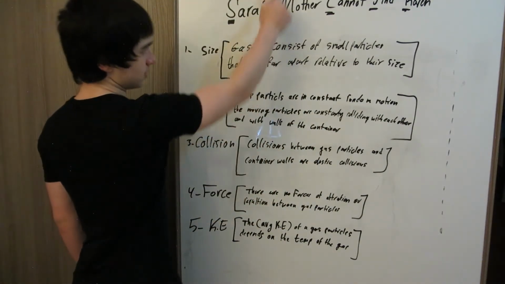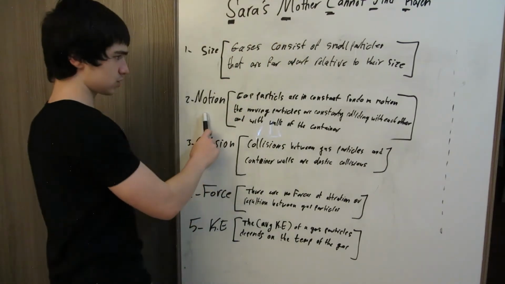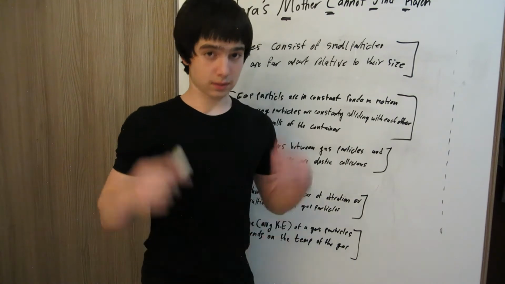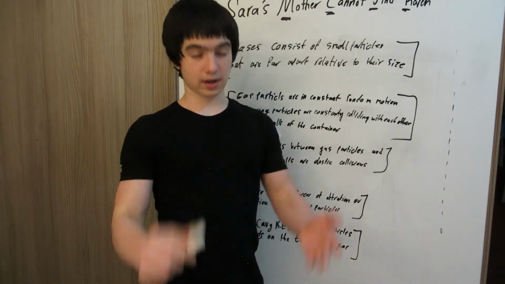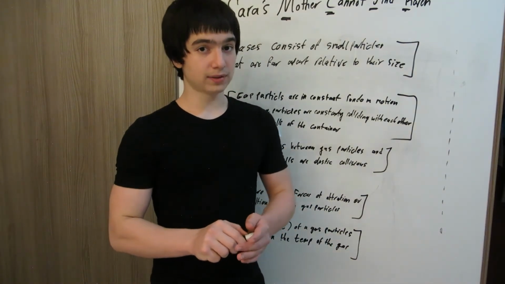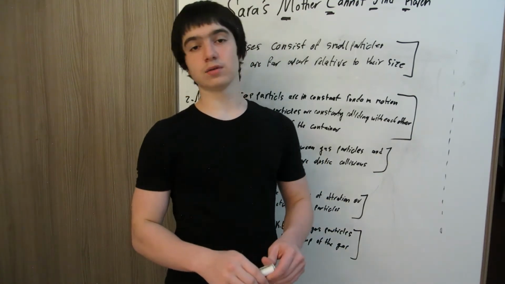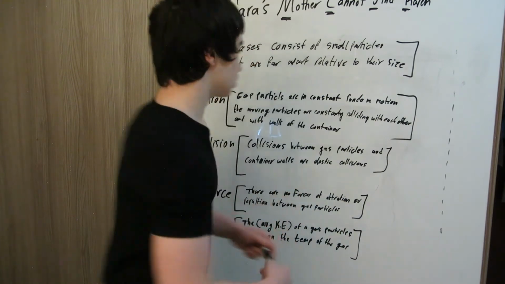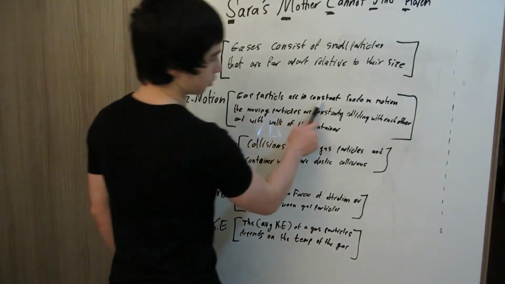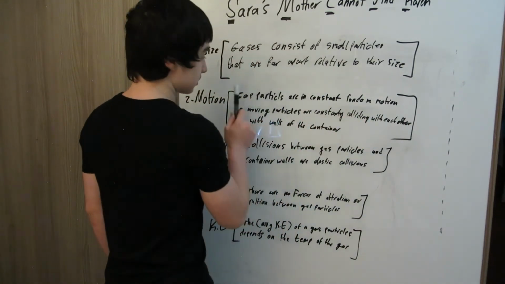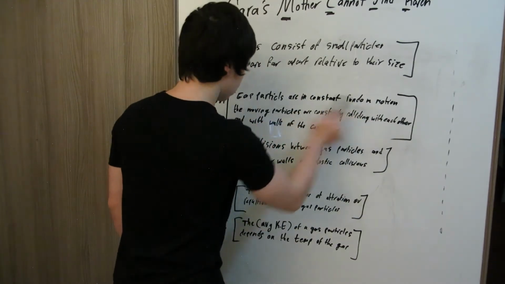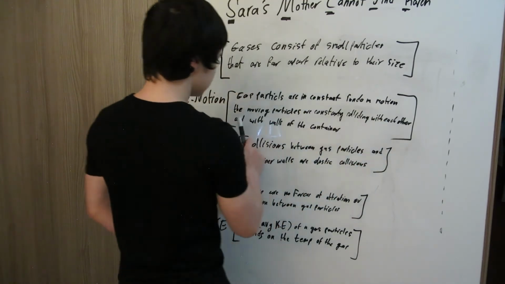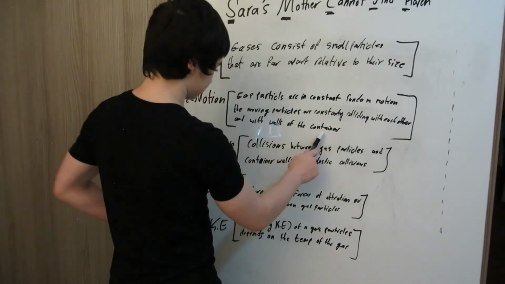M resembles motion. The second rule says that gas particles are constantly in random motion. The moving particles are constantly colliding with each other and with the walls of the container. So gas particles are in constant random motion.